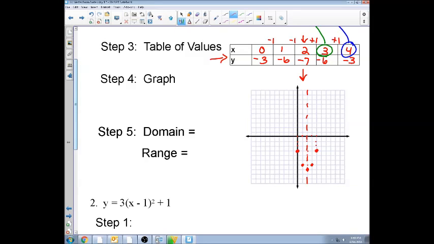From here, I'm going to go ahead and connect my large dots. This should end up looking like a U. It does. So we have graphed it successfully.